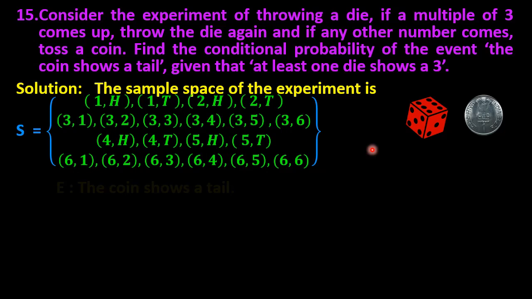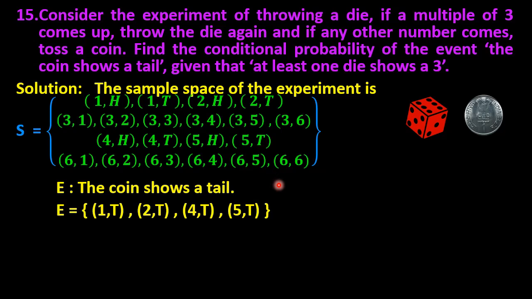Now let us represent an event E such that the coin shows a tail. Out of these 20 elements in the sample space, how many elements contain T? So here there is 1, this is the second, third, fourth. So there are altogether 4 elements in the sample space which contain at least 1 T. So there are 4 elements in the set E.